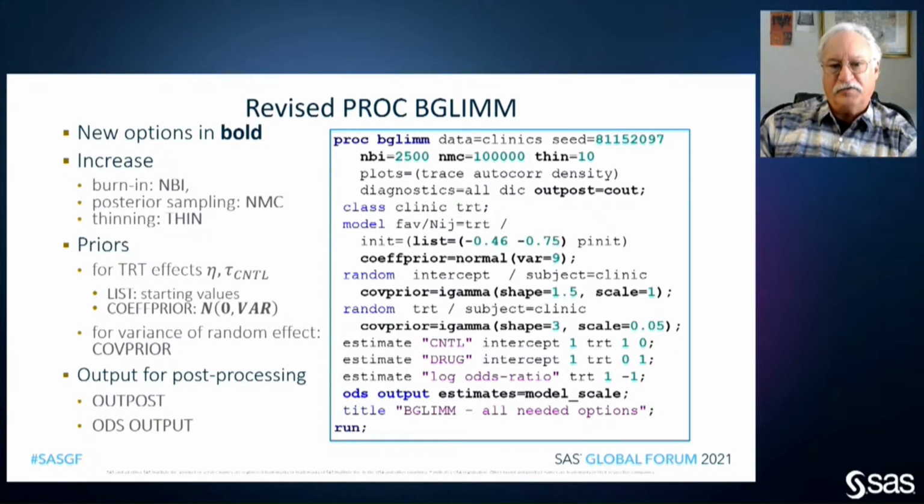The random statements, I've split them. So I have a separate random statement for the clinic effect and the clinic by treatment effect. And I've got the priors, and they have to be specified in terms of the inverse gamma distribution. And so I've got the priors for each of these variance components that's a result of that search that we just talked about. So here's the final program that I've run.